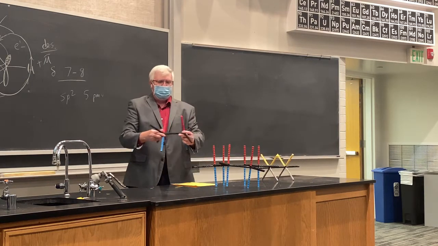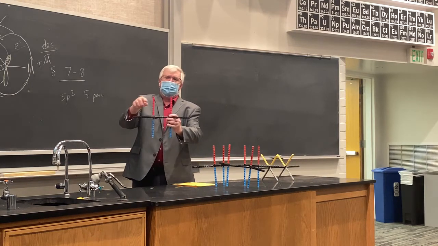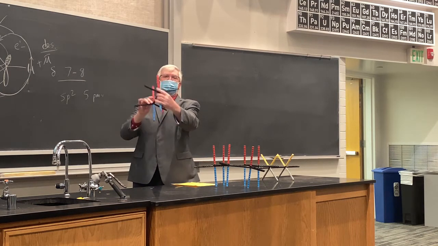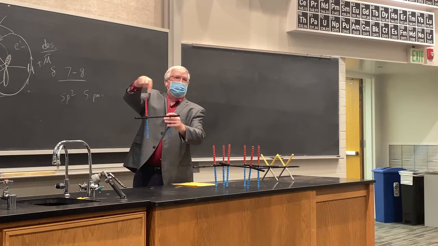Now, alkenes. Hybridization's the main thing. But you can think of this as a little mini ring current also. You only have 2 pi electrons with an alkene, but you also have this little ring current.